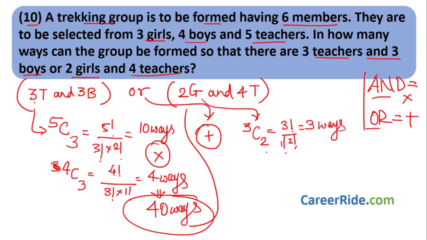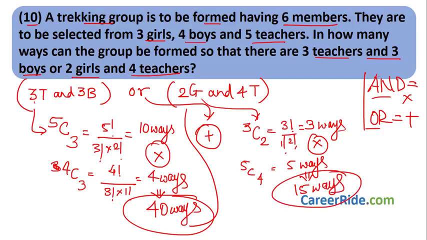We also want 4 teachers out of 5 teachers. So 5 teachers are there. Select 4 teachers. That would again give the answer 5 ways. Okay, so select 2 girls and select 4 teachers. So the total number of ways would be 3 into 5 ways, 15 ways. So in 40 ways we can select 3 teachers and 3 boys, or we can go for 15 ways where we select 2 girls and 4 teachers.